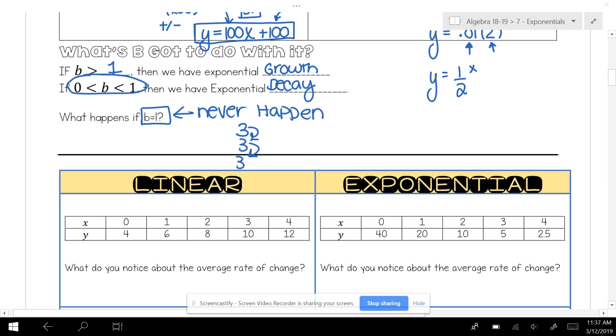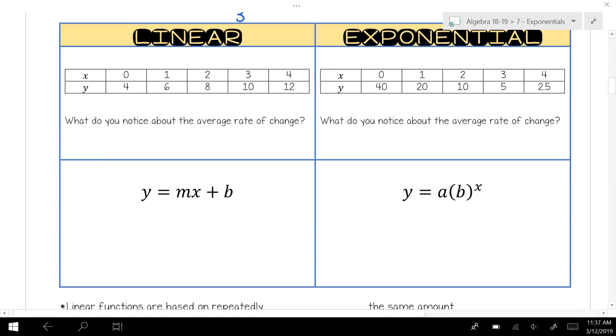All right, so what I'm going to show you is how to write an equation if you have a linear function and how to tell the difference between a linear and an exponential. So here we have two functions. If we look at the linear function, notice how my x's are going up by 1 each time.